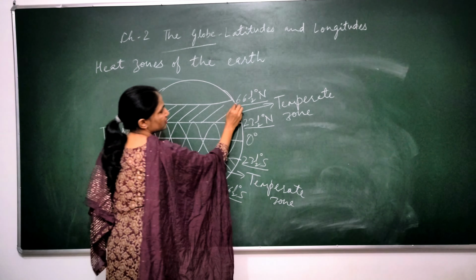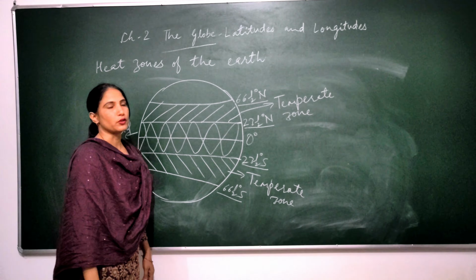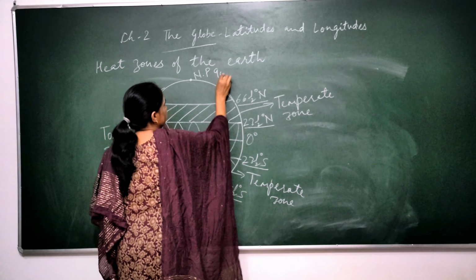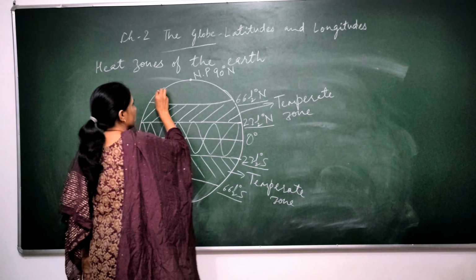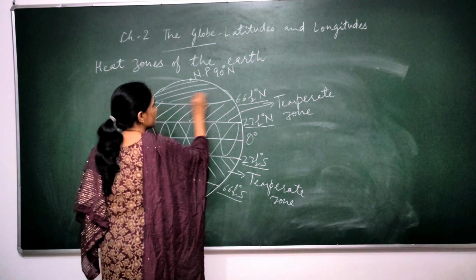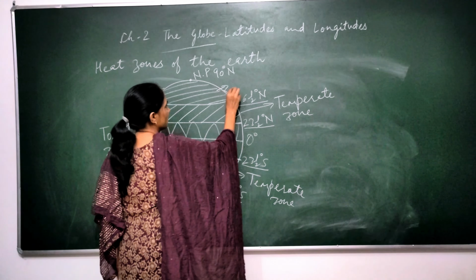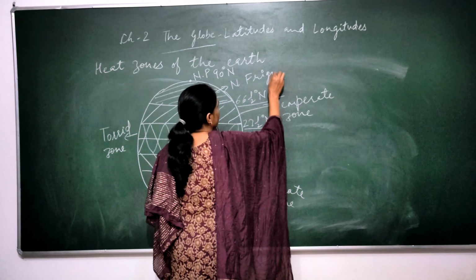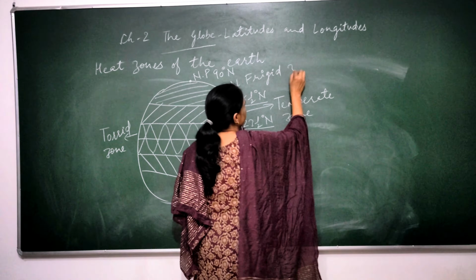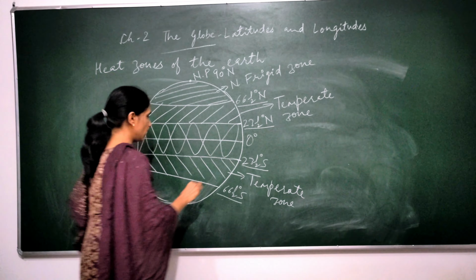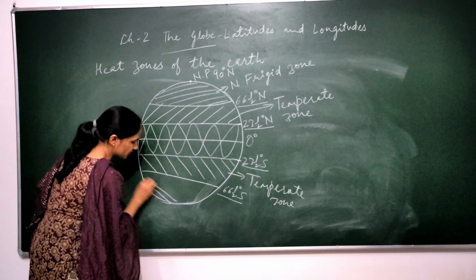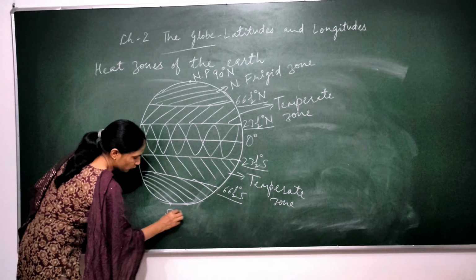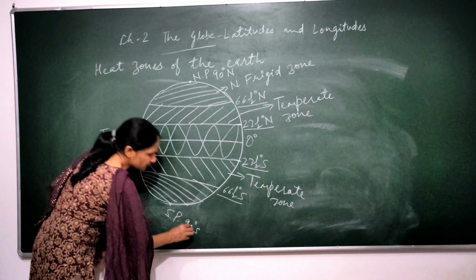Next is from 66.5 degrees north, from the Arctic Circle to the North Pole, which is at 90 degrees north. This zone is called the frigid zone. We can say North Frigid Zone. This is the third heat zone of the earth, known as the frigid zone. And this is the South Frigid Zone, from the Antarctic Circle to the South Pole. The South Pole is located at 90 degrees south.